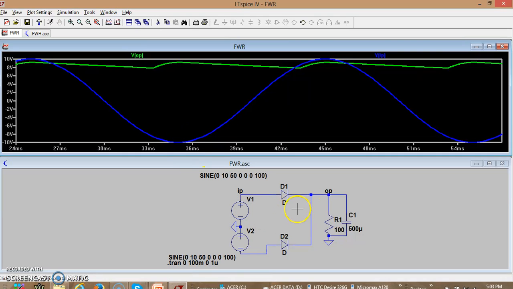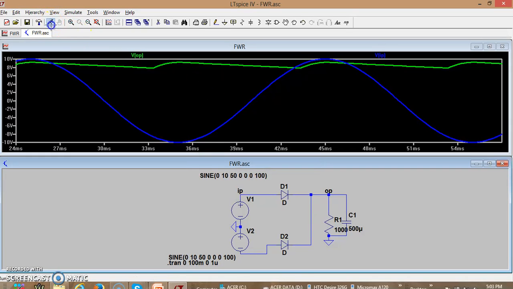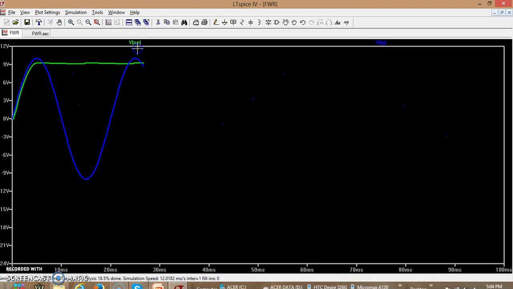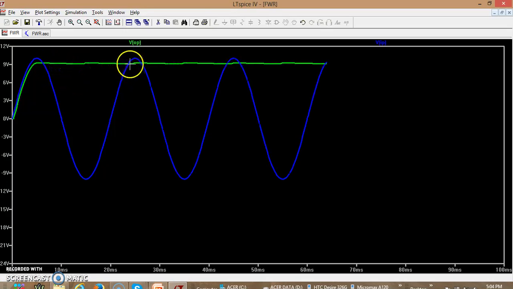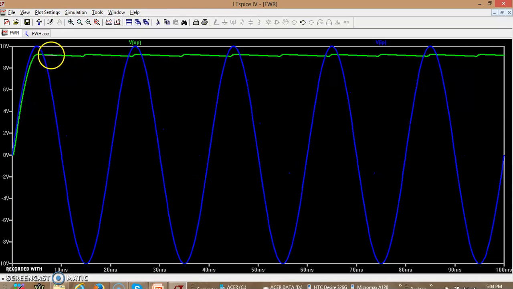Now this is the full wave rectifier. We can see there is a capacitance. We have put a resistance of 100 ohm, and you can also increase the resistance to a larger value. If I make it 1000 ohms, you can see the amount of discharge happens to be very less. It is not discharging to a greater value. It is almost staying there because the charging time constant is very small. It charges almost instantaneously, and it is not discharging because the resistance value is too high.